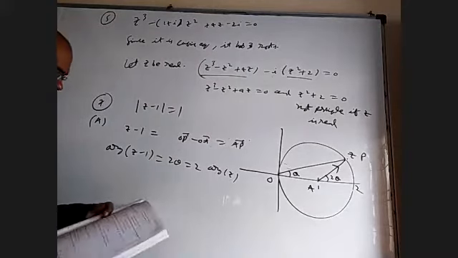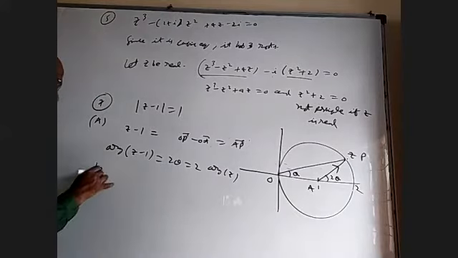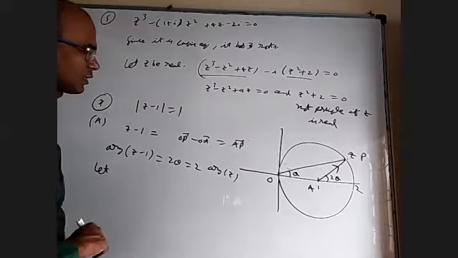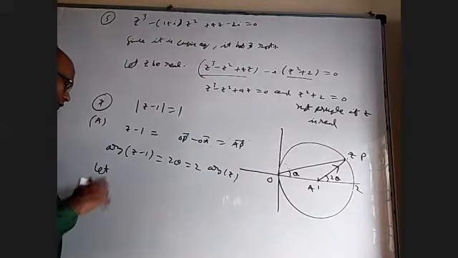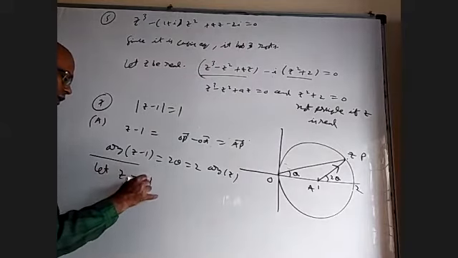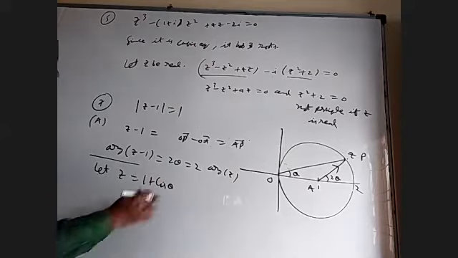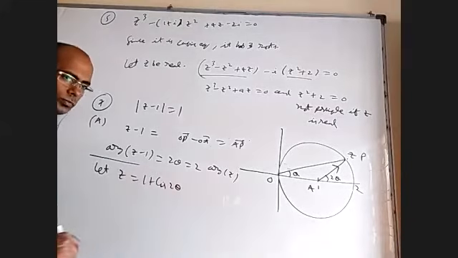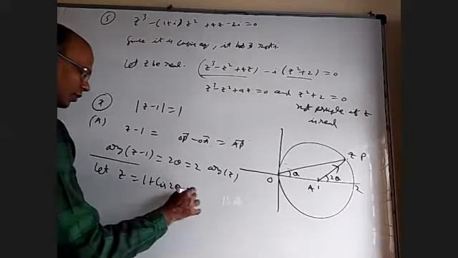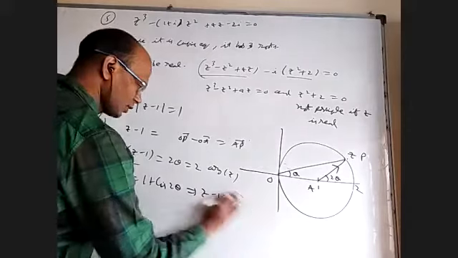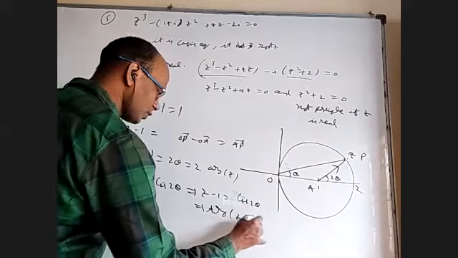If somebody doesn't want to use geometry, simply take z as cis theta and we can find it also. Okay. Better take z as 1 plus cis 2 theta and find for z minus 1. That is better. Let z equal to 1 plus cis 2 theta. That means z minus 1 equals cis 2 theta, and you can write argument of z minus 1 equal to 2 theta.